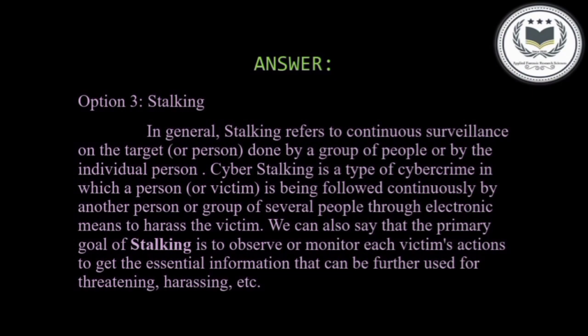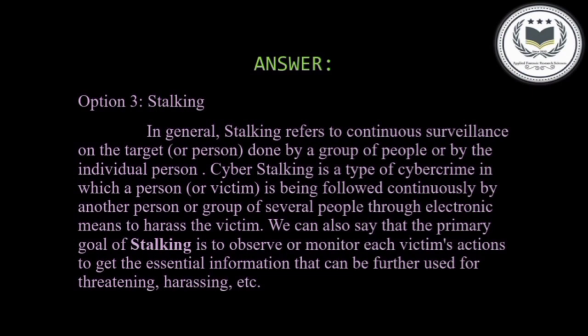That is, in general, stalking refers to continuous surveillance on the target or the person done by a group of people or by an individual person. Amongst the stalking, cyber stalking is one type of act included in cyber crime in which a person is being followed continuously by another person or group of several persons in the form of electronic media or electronic means, and they harass the victim.